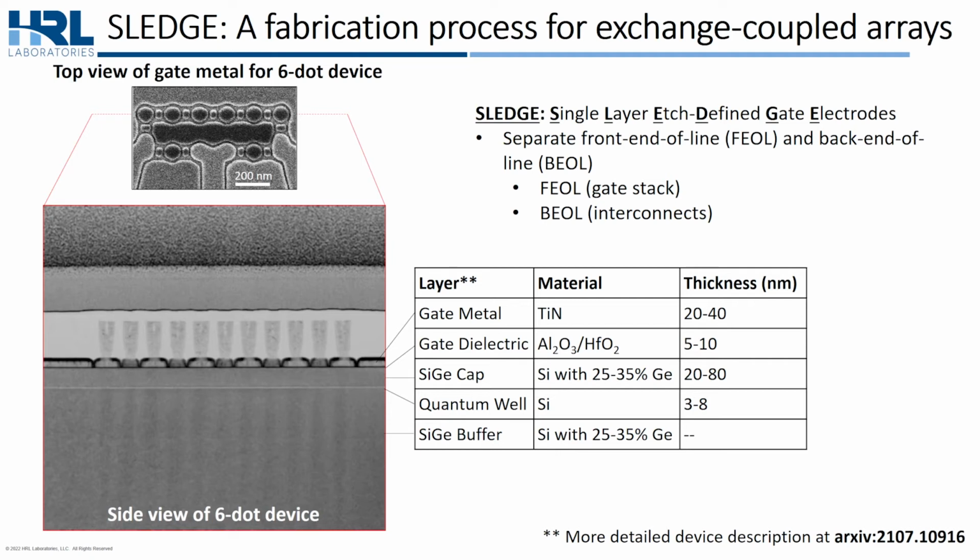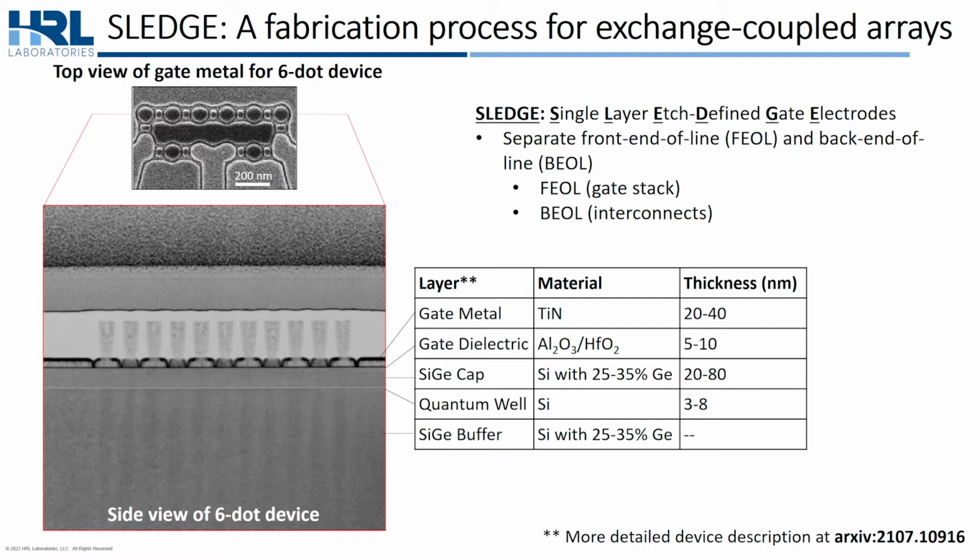We do that with a process that we call SLEDGE, which stands for single-layer etch-defined gate electrodes. And one of the primary innovations here is a separation between the front end of line and the back end of line. And the front end of line here consists of the gate dielectric, which lies on top of that silicon-silicon germanium sandwich, and then the gate metal, which is titanium nitride. And the back end of line consists of patterned interconnects, which then go up and fan out to bond pads.